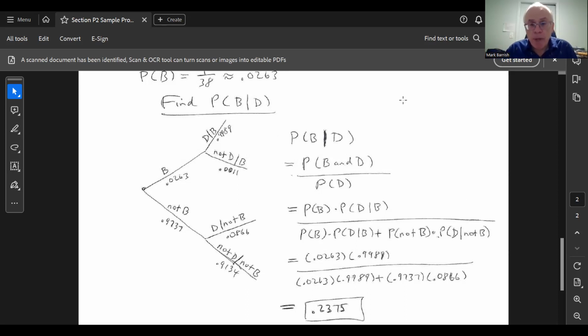So that's it. It's obvious to me that tree diagrams are useful for doing Bayes' formula, for doing other types of total probability questions, things like that. So using the multiplication rule, everything that we've learned so far. Hopefully this helped a little bit.